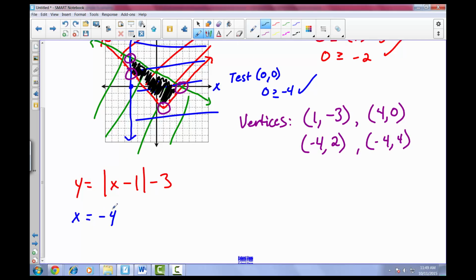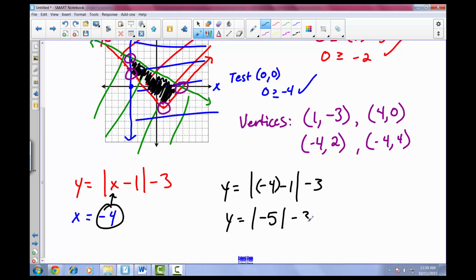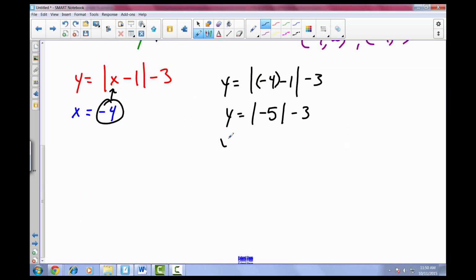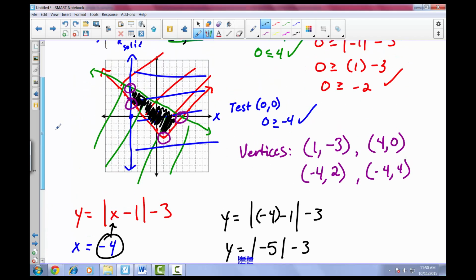Well, we know x is -4, so we can take that and throw it into our other function using the substitution method. So when we do that, we have y is equal to the absolute value of -4 minus 1, and then minus 3. Y then is equal to the absolute value of -4 minus 1, which comes out to be -5, minus 3. The absolute value of -5 comes out to be regular 5, minus 3. So then y is equal to just 2. So in fact, that vertex comes out to be (-4, 2), just like we thought based off the graph.